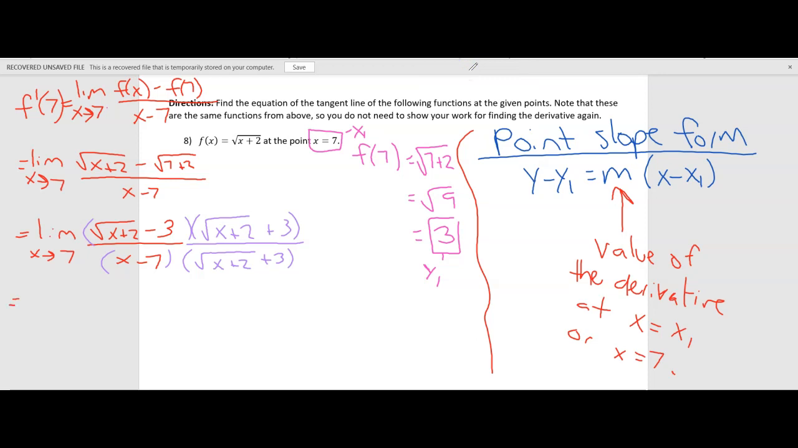So this is going to be equal to the limit as x approaches 7. In my numerator, I'm going to get x plus 2, plus 3 times radical x plus 2, minus 3 times radical x plus 2, minus 9.